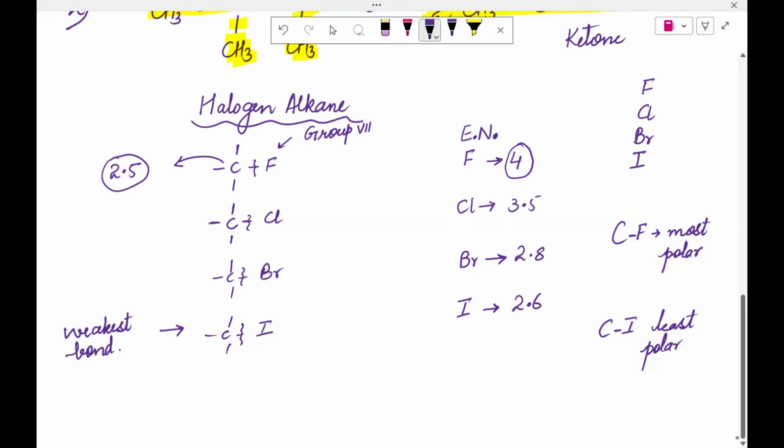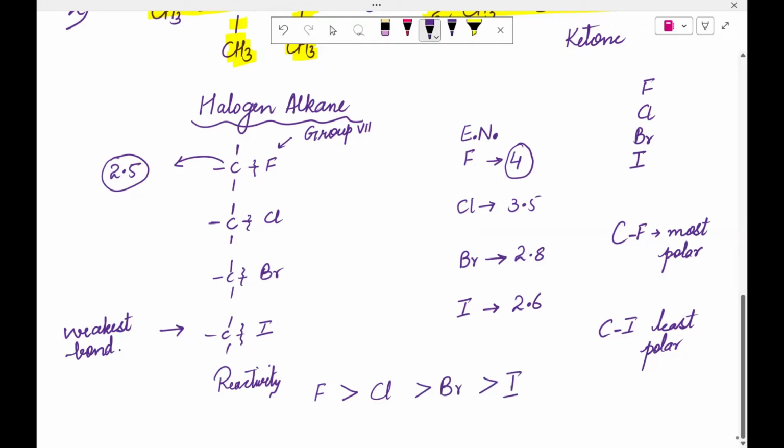So as we have studied this before as well, the reactivity of group 7 elements basically decreases downwards. First of all, if we discuss reactivity, we must know that fluorine is the most reactive one, then chlorine, then bromine, and then iodine.